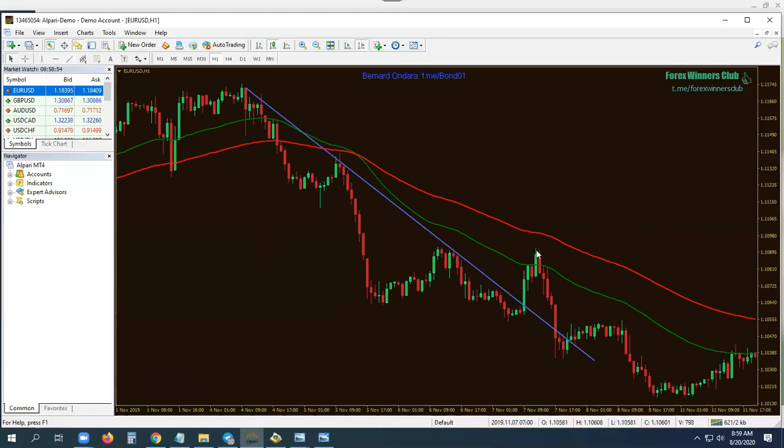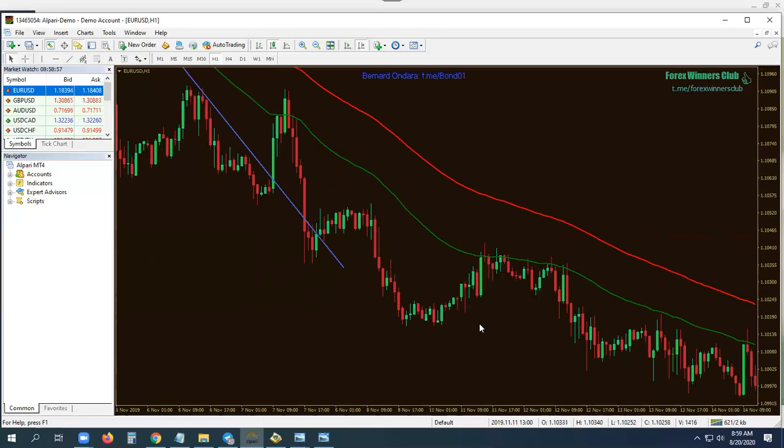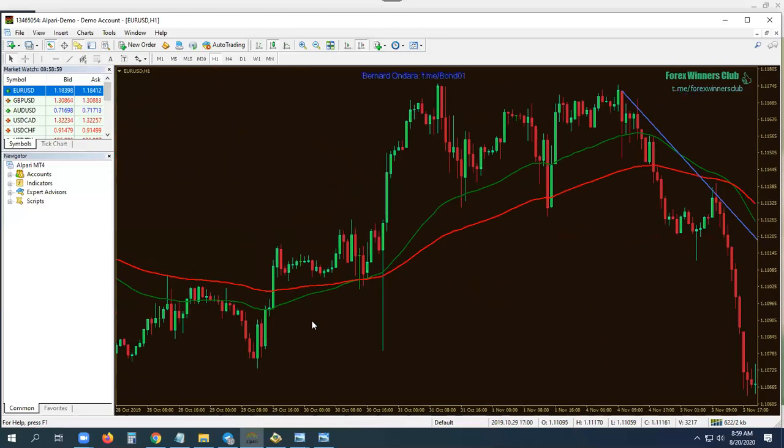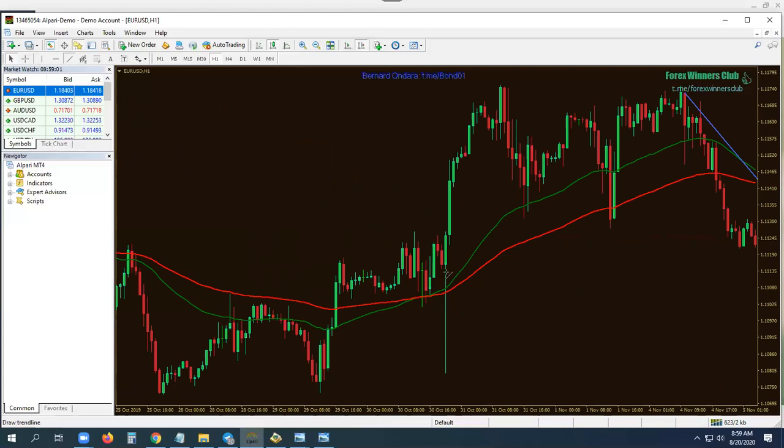Later it breaks, goes above it, comes back, respects it. And many things can happen. So it's important to be familiar. In an uptrend, just connect any two levels, this and this, then you connect that.